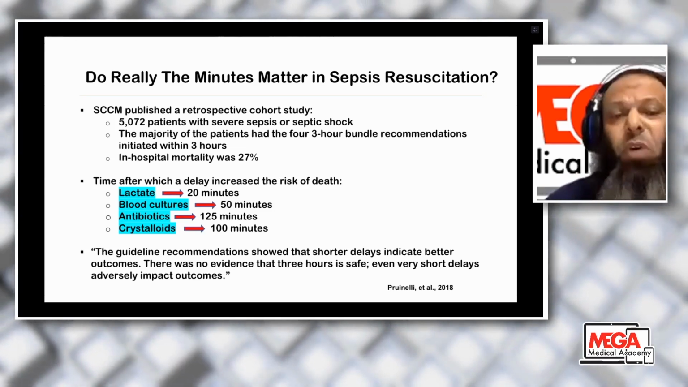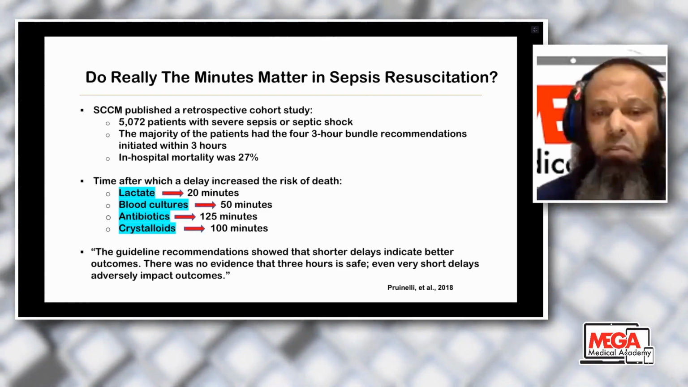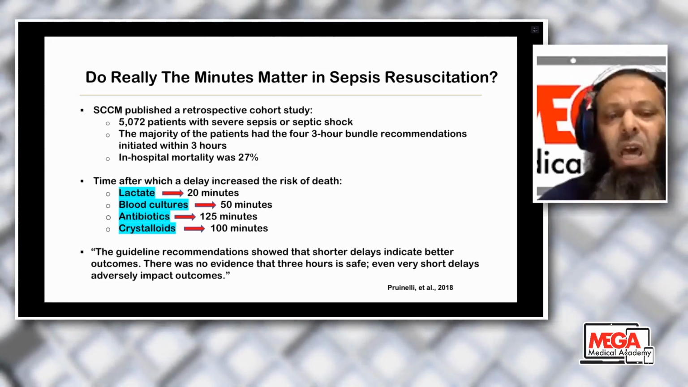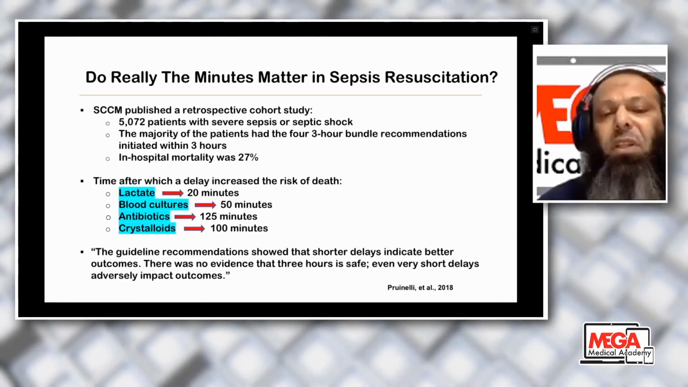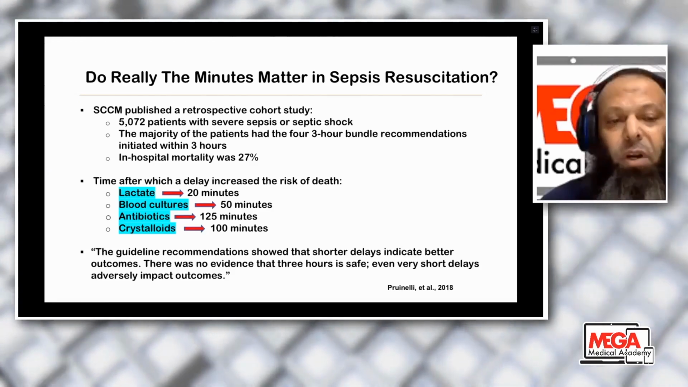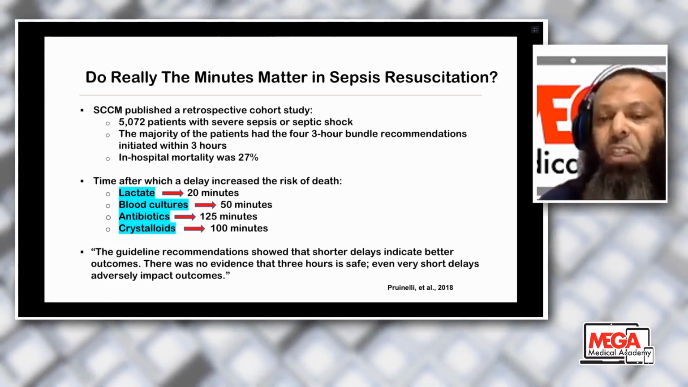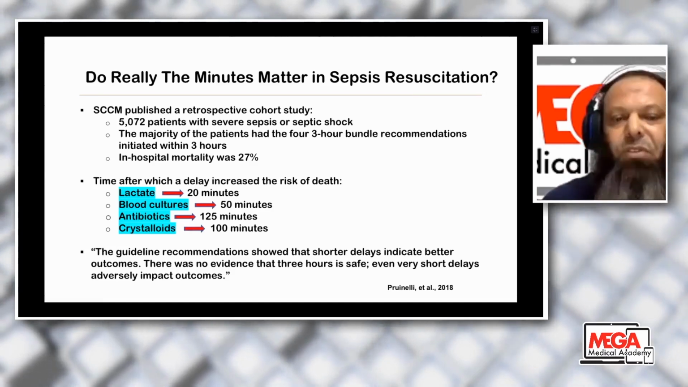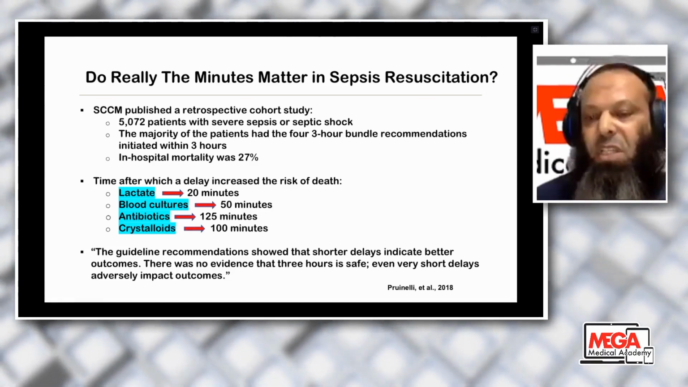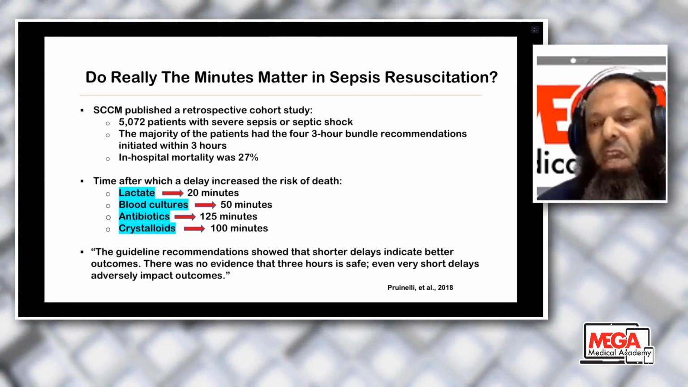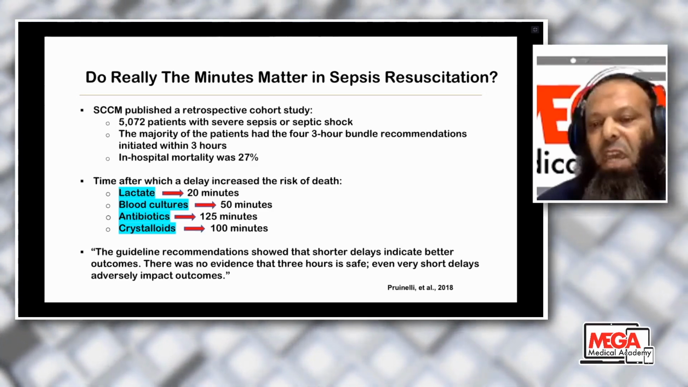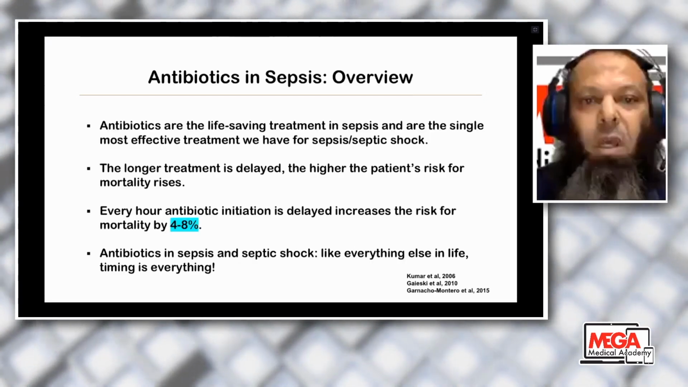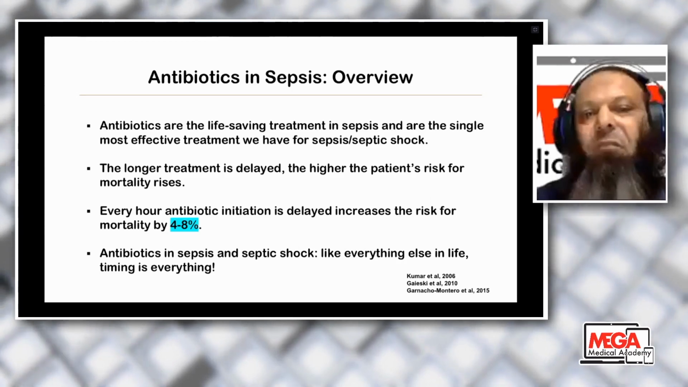Lactate reached 20 minutes to get it. Blood culture, 50 minutes, close to 1 hour to get it. Antibiotics exceeded 2 hours, and giving the crystalloids, the appropriate IV fluids, exceeded 1 hour. So the guideline recommendation showed that shorter delays indicate better outcome. Why? Because minutes matter. There was no evidence that 3 hours is safe. Even a very short delay adversely impacts the outcome. The antibiotics, as we all know, are the life-saving treatment in sepsis and are the single most effective treatment we have for sepsis and septic shock.